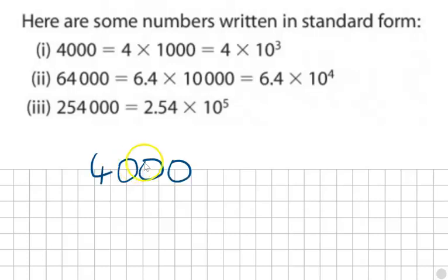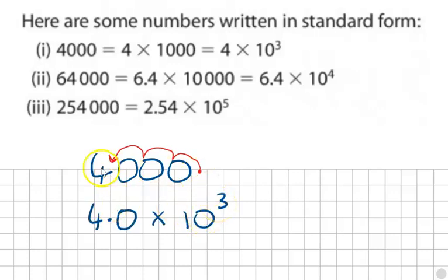So we have 4,000, and we know there's an invisible decimal point at the end of 4,000. We're going to move it 1, 2, 3 times until it's just after the first significant figure, which is 4. So we get 4 times 10 to the power of positive 3. It's a big number, so we have a positive power.